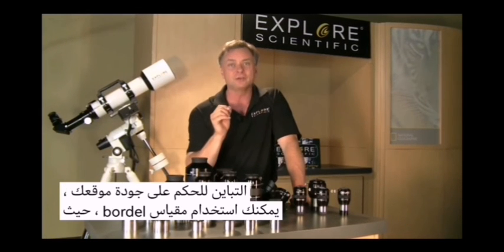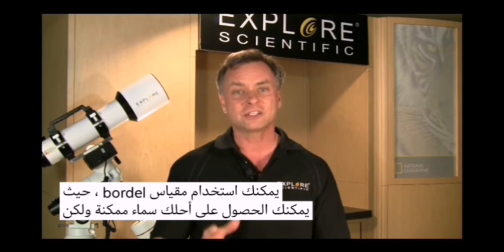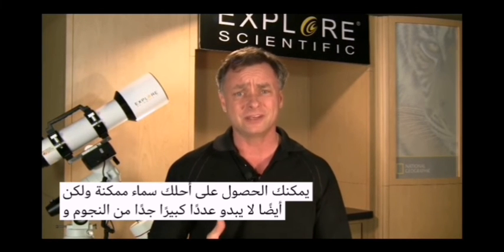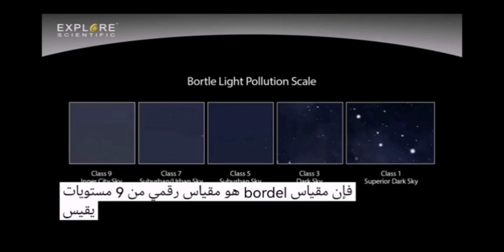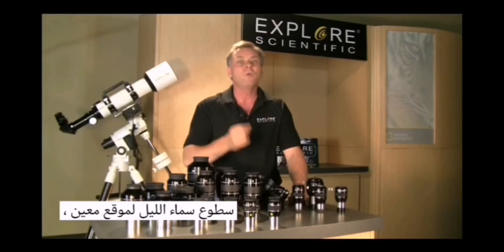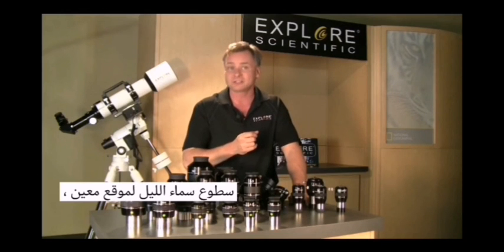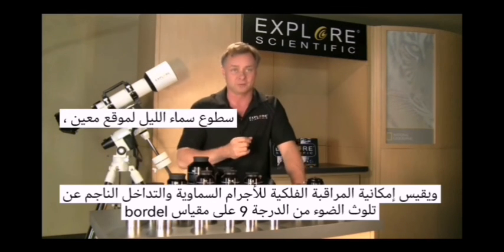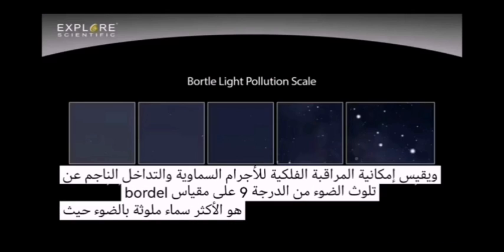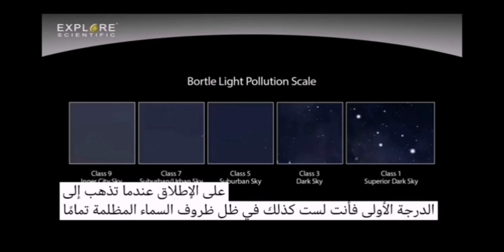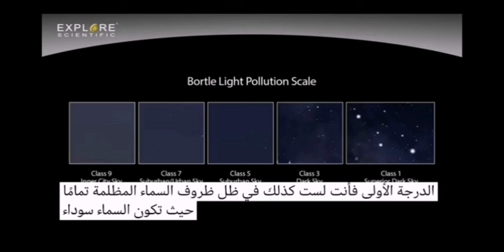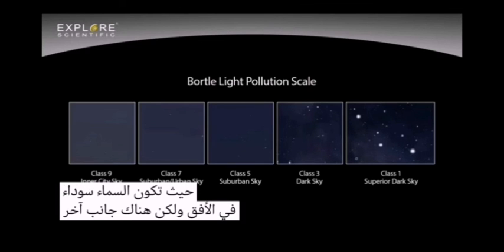To judge the quality of your site, you can use the Bortle scale. You can have the darkest skies possible, but also not see very many stars, and that has to do with atmospheric transparency. The Bortle scale is a 9-level numeric scale that measures the night sky's brightness of a particular location. It quantifies the astronomical observability of celestial objects and the interference caused by light pollution. Class 9 on the Bortle scale is the most light-polluted sky, where you can barely see any stars in the sky at all. When you go all the way down to Class 1, you're now under perfectly dark sky conditions, where the sky is black to the horizon.